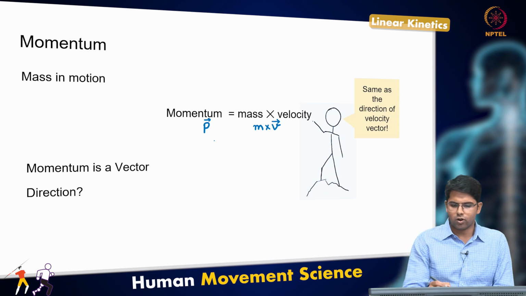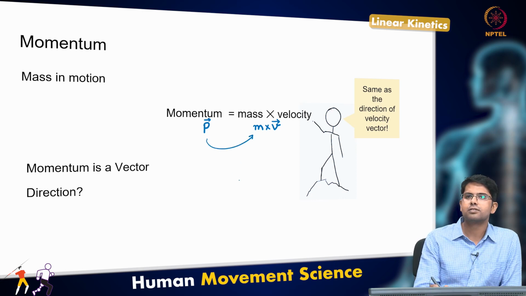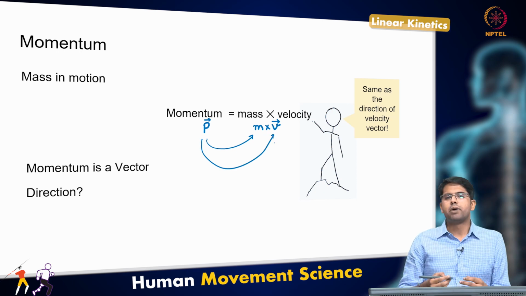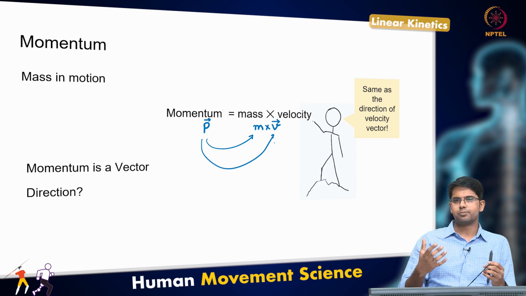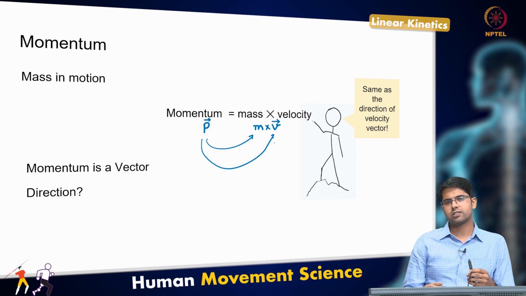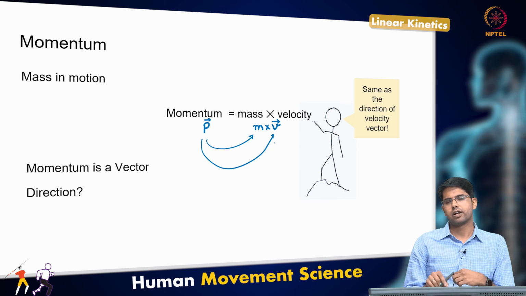So momentum is directly proportional to the mass. It is also directly proportional to the magnitude of the velocity, which means that a light object moving really fast can have a lot of momentum, as well as a heavy object moving slow can also have a lot of momentum. It is something you typically see in American football, for example.